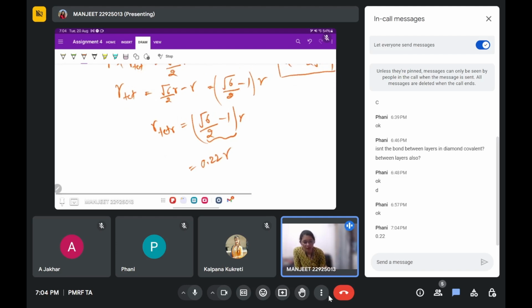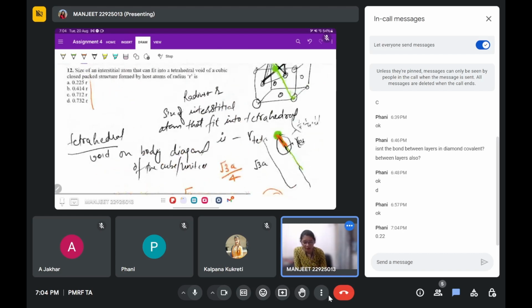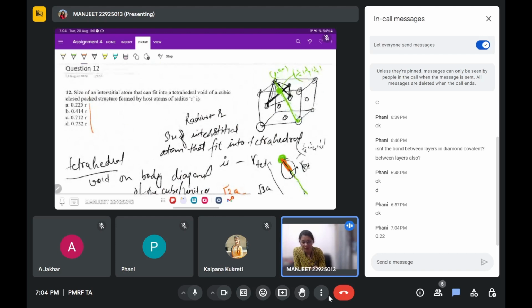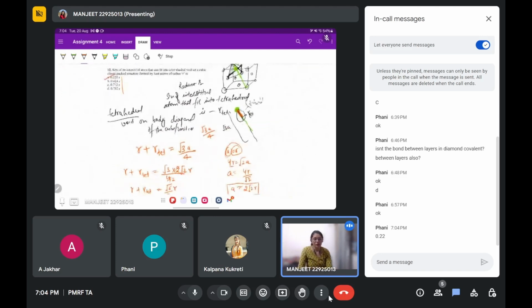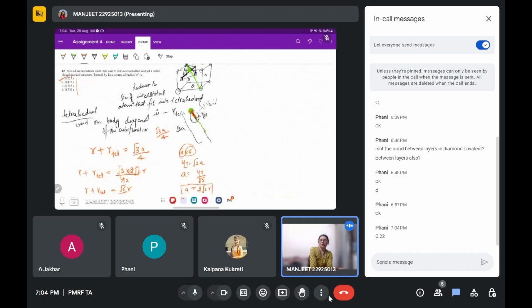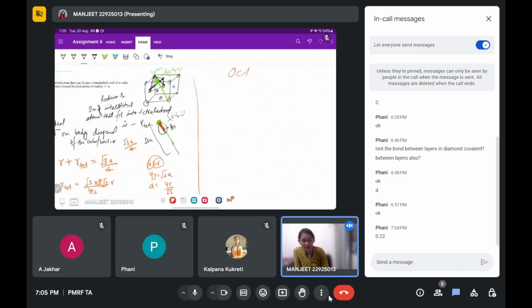Okay, so then your R tetrahedral will be 0.22 R. So this is the relation for the tetrahedral one. According to this, A will be the right answer. If it is asked for the octahedral, how will you calculate it? The same thing.